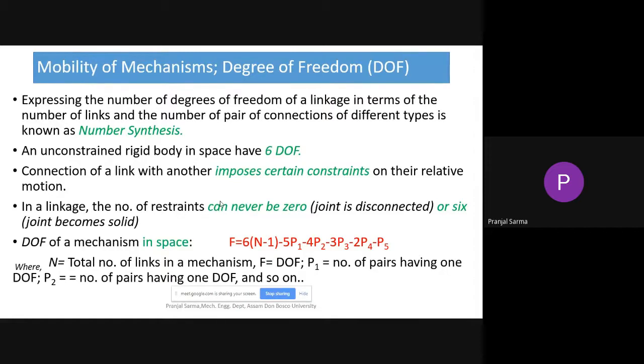So it is going to give certain constraint on the relative motion, and some motion will be somewhat restricted. So now in this way, if we think of a kind of linkage, the number of restraints can never be zero. Number of restraints will never be zero means there have to be certain restraints.